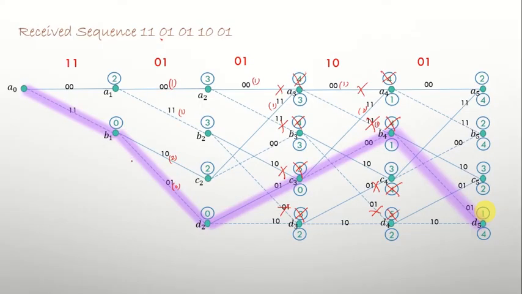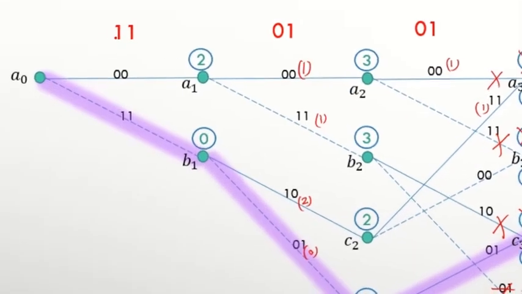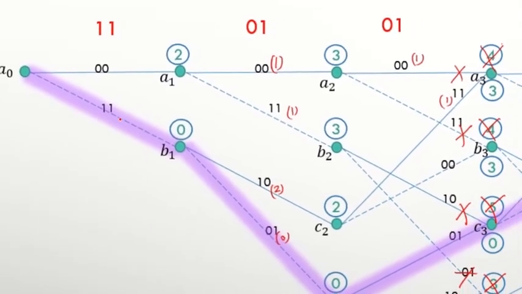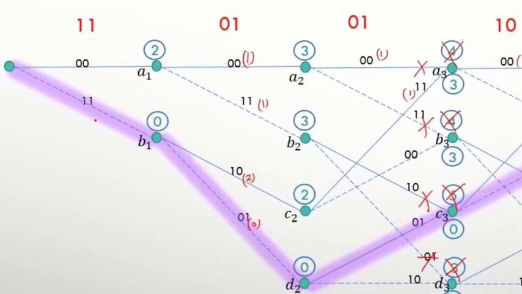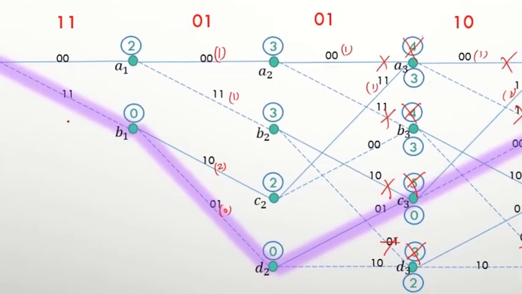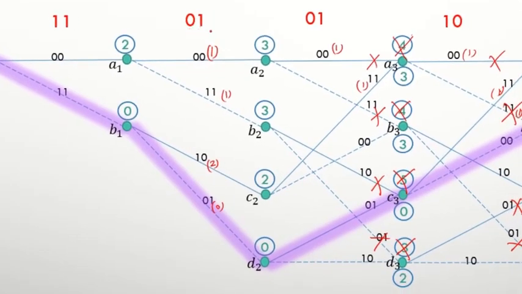So how to write the corrected sequence here? Just look at the survivor path. So here we have 1, 1. So the received sequence is 1, 1. The corrected sequence is 1, 1. There is no error here. So if you see here, the received sequence is 0, 1. Here the selected path has the code 0, 1. So here also no error.